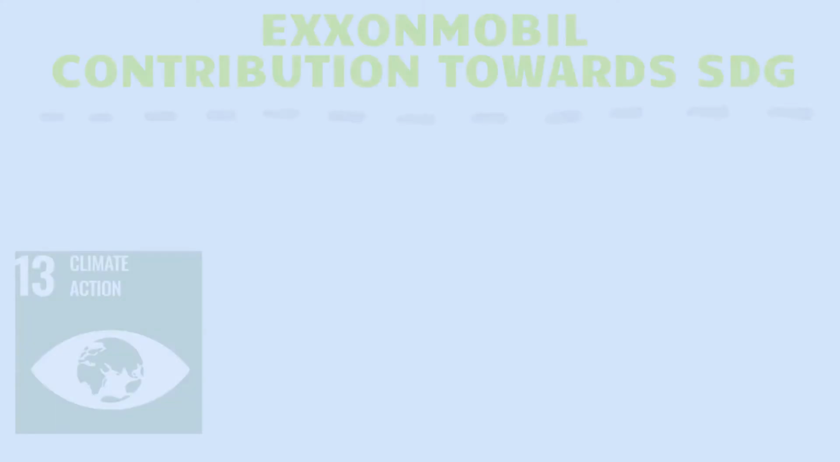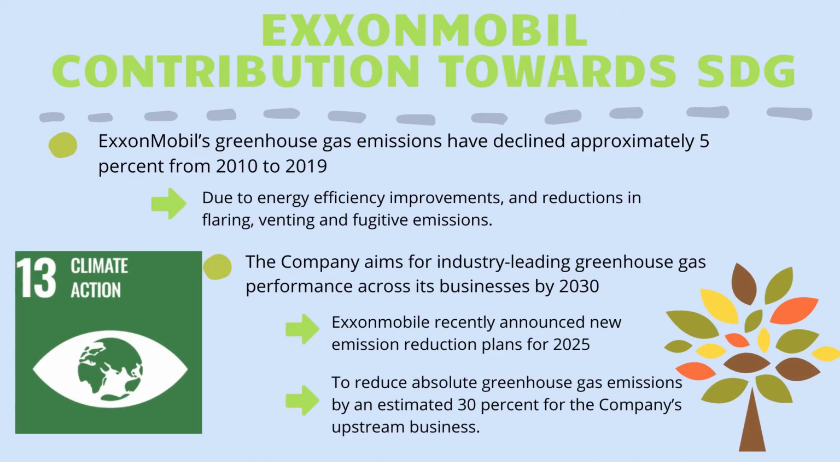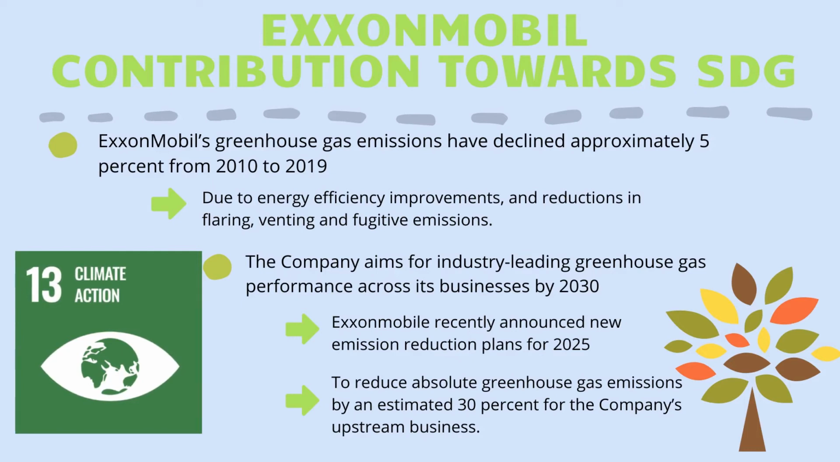ExxonMobil's contribution towards the SDGs involves SDG 13, climate action. ExxonMobil's greenhouse gas emissions have declined approximately 5% from 2010 to 2019 due to energy efficiency improvements and reduction in flaring, venting, and fugitive emissions. The company aims for industry-leading greenhouse gas performance across its businesses by 2030 and recently announced new emission reduction plans for 2025, which are projected to be consistent with the goals of the Paris Agreement.